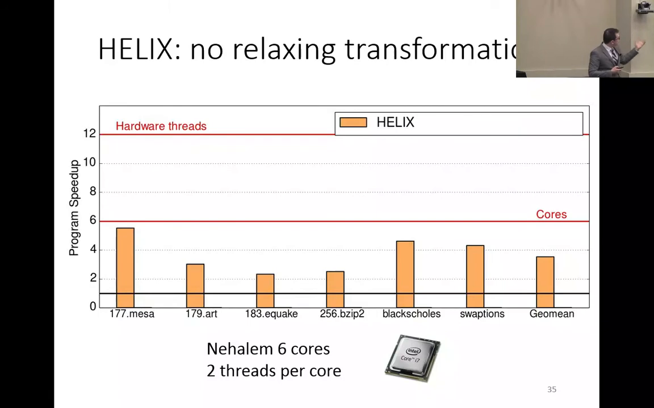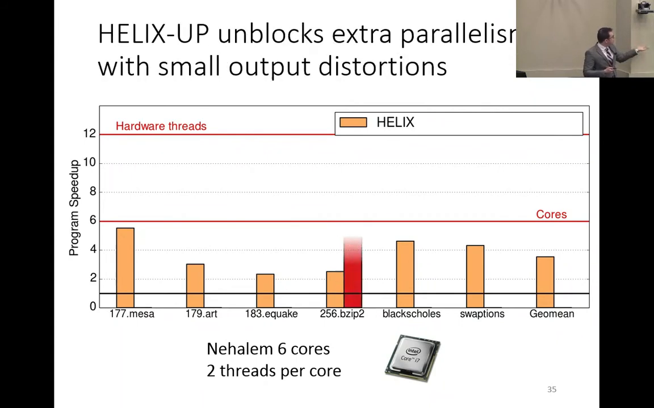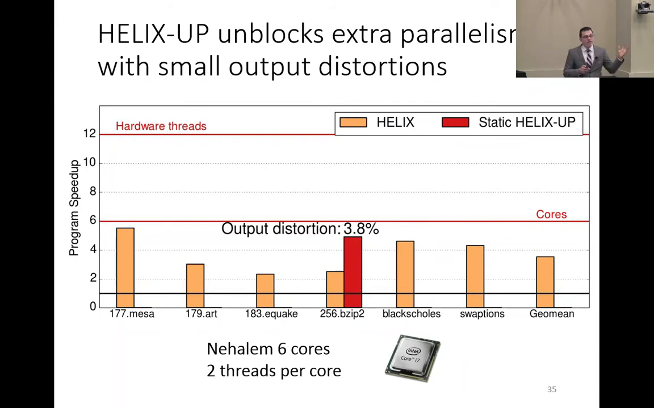So here you can see on the x-axis benchmarks, and on the y-axis performance obtained in a real system, a 6-core Nehalem. You can see in BZIP2 that HELIX doubles the performance, as we saw at the beginning. But if you allow some relaxing transformations to be added into the compiler, you can boost to 5x on 6 cores. This was the result obtained when we set the maximum output distortion to be 10%. Sorry, yeah.